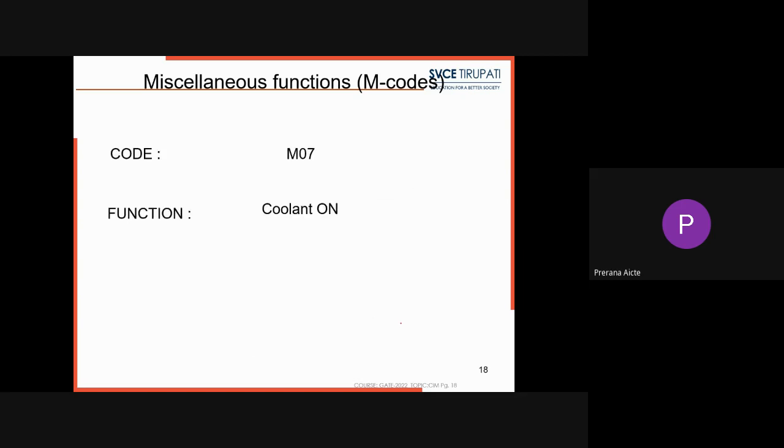Next one is M07. M07 is coolant on, and the coolant has to flow on a workpiece in a spray or mist type. Next one is M08. In the case of M08, the coolant is on, but here the coolant flows in a flat form. That means more coolant is utilized, more coolant is required in the case of a flat type.